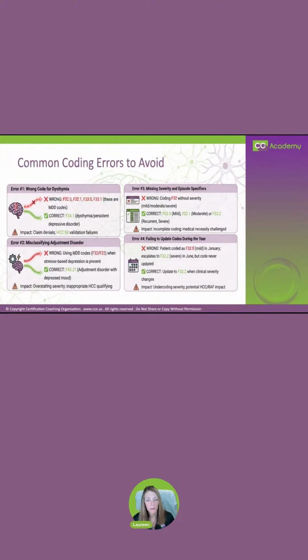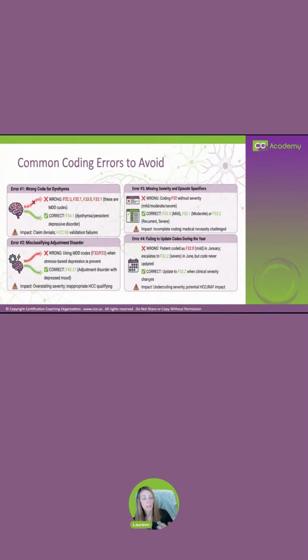Error number 3, missing severity and episode specifiers. You can't just code F32 without specifying if it's mild, moderate, or severe. You need F33.0, .1, .2, or .3. If you don't, then you have incomplete coding and your medical necessity might be challenged.